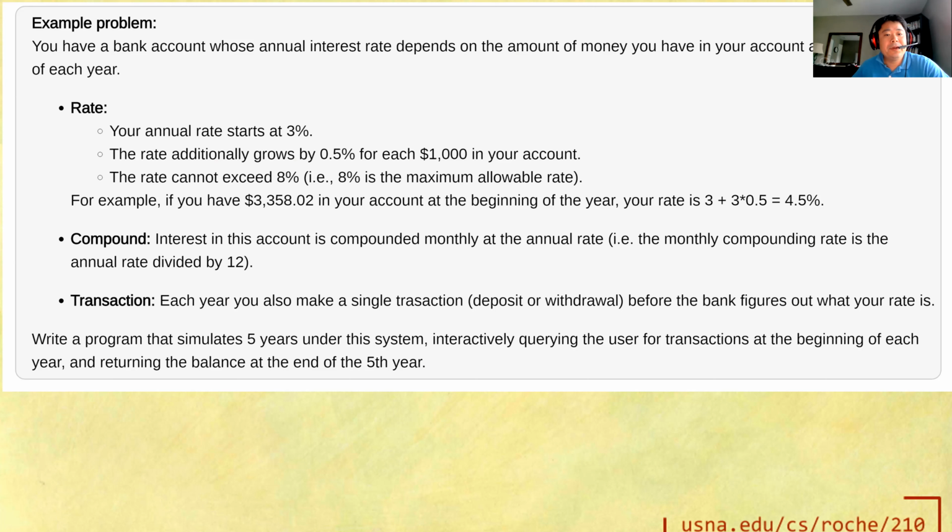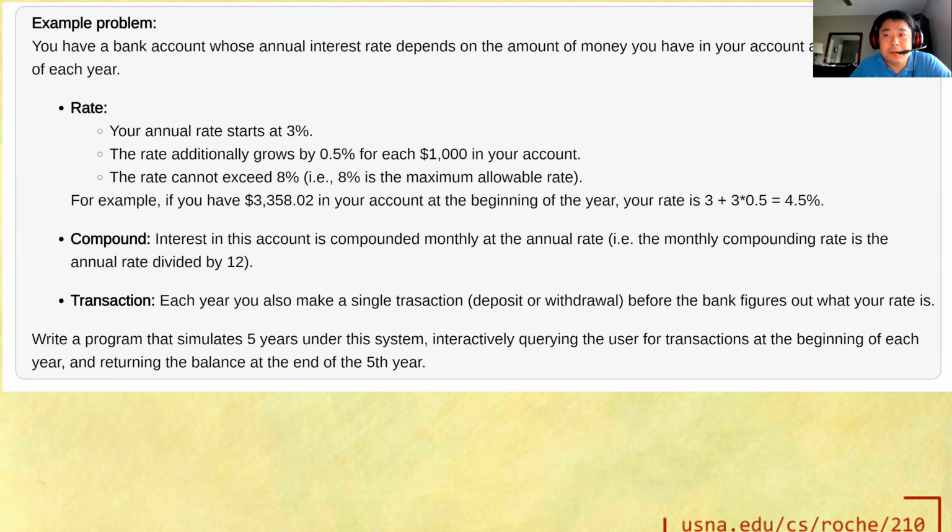Transaction. Each year, you also make a single transaction. It's going to be a deposit or a withdrawal. So every year you can do only one transaction, either deposit or withdrawal, before the bank figures out what your rate is. Given this specification, you are expected to write a program that simulates 5 years under this system, interactively querying the user for a transaction at the beginning of each year, and returning the balance at the end of the 5th year.